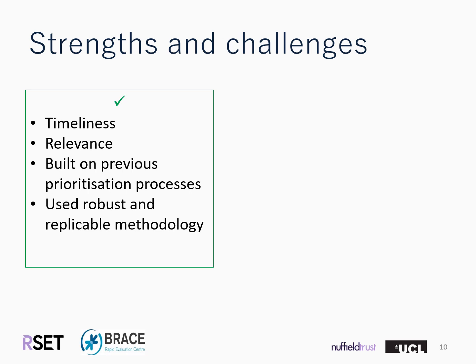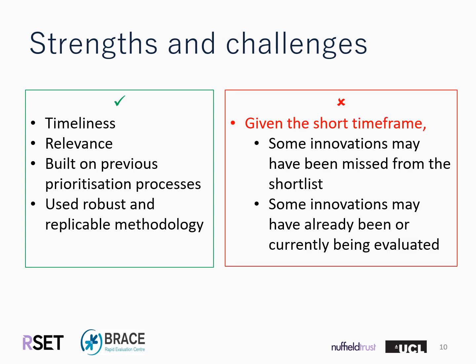So, for example, using 2 researchers to apply criteria and having a 3rd researcher with expertise in that area to check over those findings. However, there were some challenges, and these were mainly focused on the short time frame with which the rapid process took place. So the first one is that some innovations may have been missed from the shortlist, and this is despite us trying to make sure that we asked as many individuals and organisations as possible for suggestions.